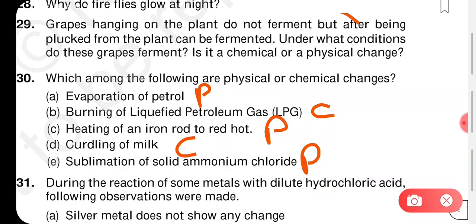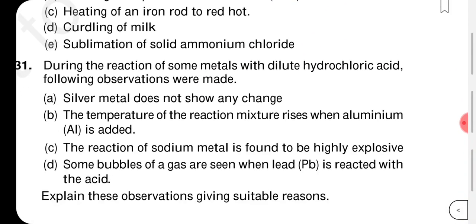Now let's go to the next question, question number 31. During the reaction of some metals with dilute hydrochloric acid, the following observations were made. Silver metal does not show any change. The temperature of the reaction mixture rises when aluminum is added. The reaction of sodium metal is found to be highly explosive, and some bubbles of a gas are seen when lead is reacted with acid. Explain these observations giving suitable reasons.